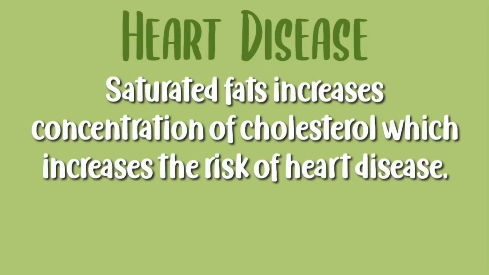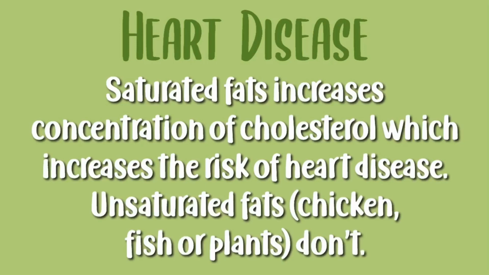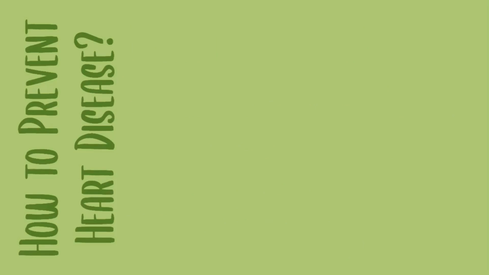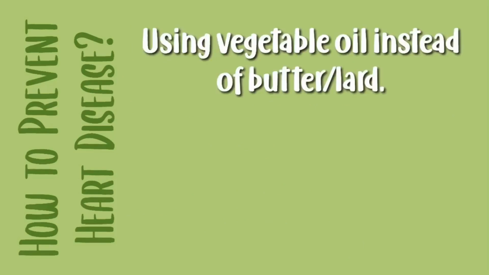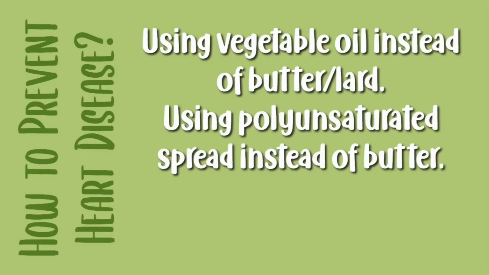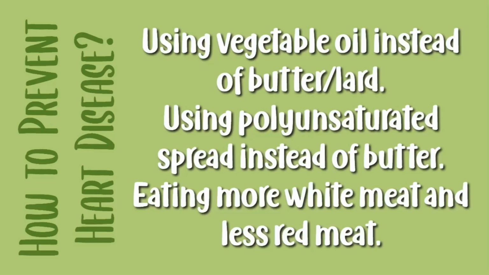So, saturated fats increase the concentration of cholesterol, which increases the risk of heart disease. Unsaturated fats such as chicken, fish, or plants do not. So, how do we prevent heart diseases? First, we could use vegetable oil instead of butter or lard. Next, we could use polyunsaturated spread instead of butter. And lastly, we could eat more white meat and less red meat.